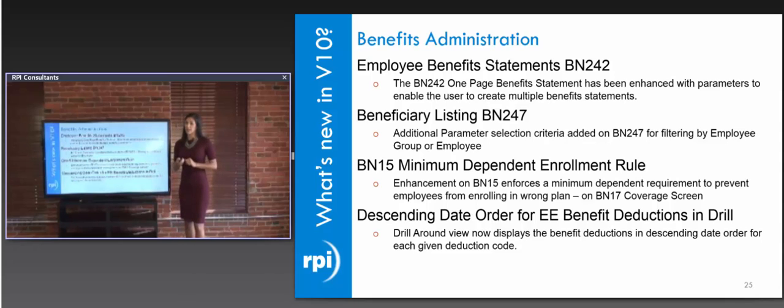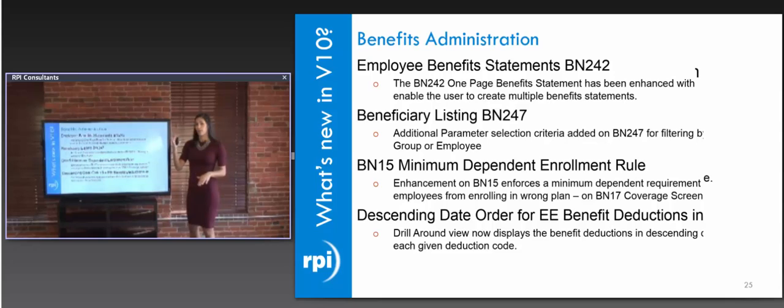Also, there's a new descending date order for employee benefit deductions and drill. So when you drill around on employee benefit deductions, you're going to see that where the most recent one will be first and the last one will be at the bottom. So you won't have to scroll all the way to the bottom to see the most recent.